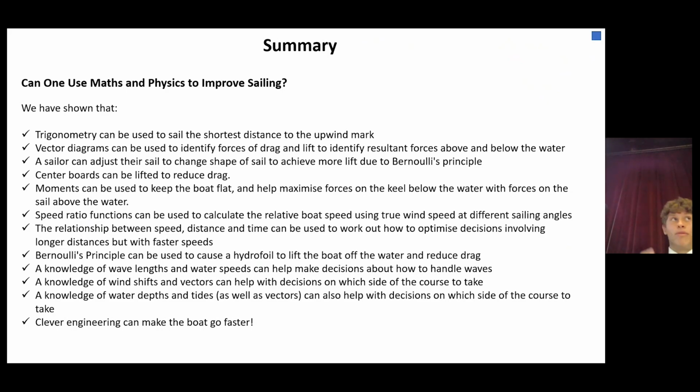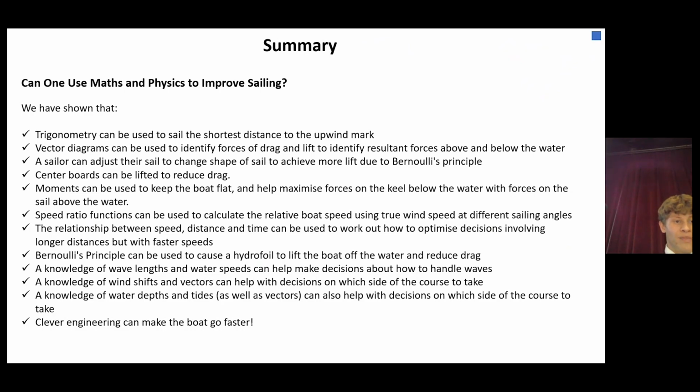Speed ratio functions, remember the S or V thing? That can be very useful for a sailor to calculate the speed they'd be going, or the relative boat speed, using true wind speed and different angles. The relationship between speed, distance and time is, of course, very useful for us to use as well. Bernoulli's principle can lift the whole boat out of the water, which is going to lead to a whole future of sailing and more impressive sailing feats, which make you go even faster than 61.4 knots.